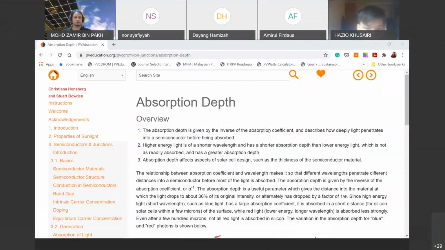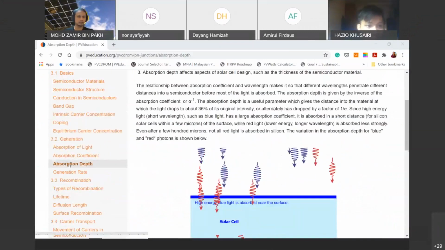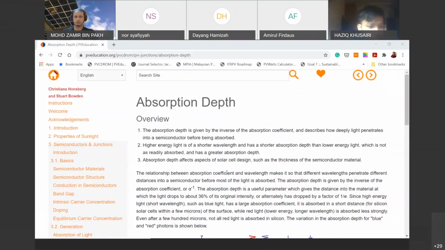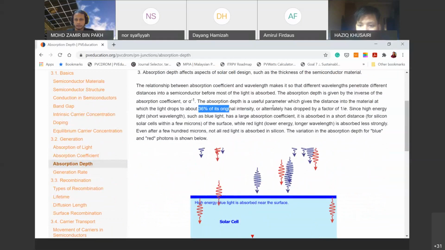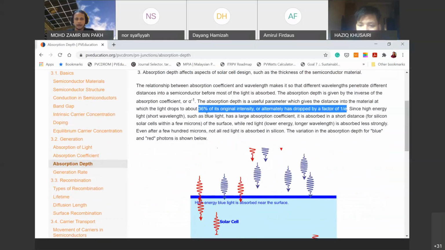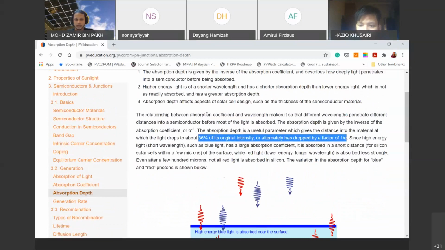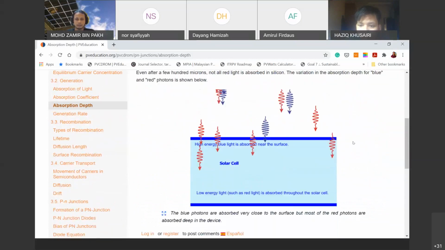Okay, good. Right, so you can come to this page later on and look at the notes later. Okay, absorption depth is under generation. So the upper parts of the notes here is exactly what we discussed just now about the 36% reduction, and that equals 1 over e, and that is exactly the value of our absorption depth. So let's look at this animation.